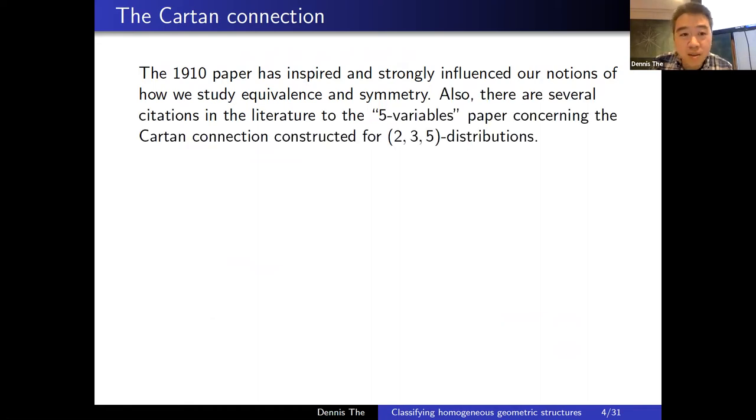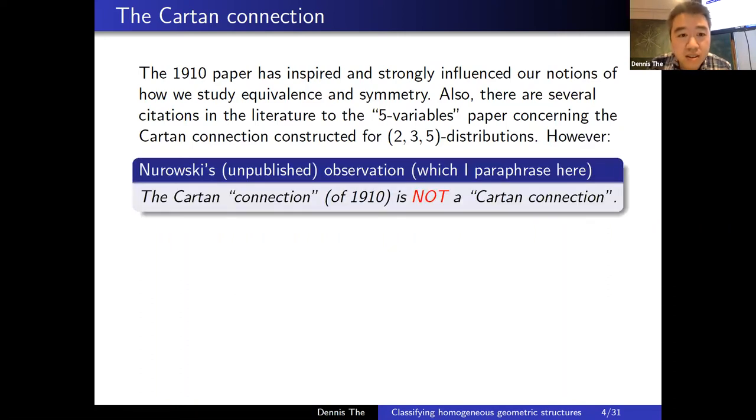Also, there are several citations in the literature to the five variables paper concerning the Cartan connection constructed for 2, 3, 5 distributions. But this is false. Okay, so an important observation that Pavel Dmowski made a little over a decade ago, I guess, is the following, which I'll paraphrase. So the Cartan connection of 1910 is not a Cartan connection in the modern sense.